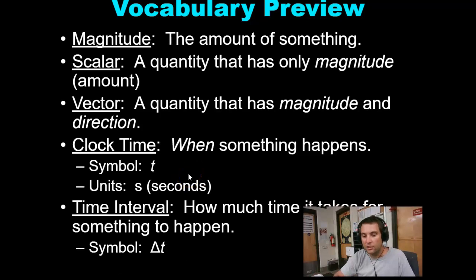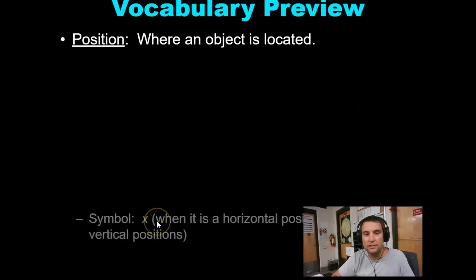Meanwhile, there's a time interval, which is how much time it takes for something to happen. It took the car 14 seconds to go from the starting point to the ending point. So it's how much time. The symbol is the Greek letter delta. That's this little triangle guy here. Delta t. That delta just means change, just like in math class. And what change means is from the very end to the very beginning. And again, we're going to use units in seconds.